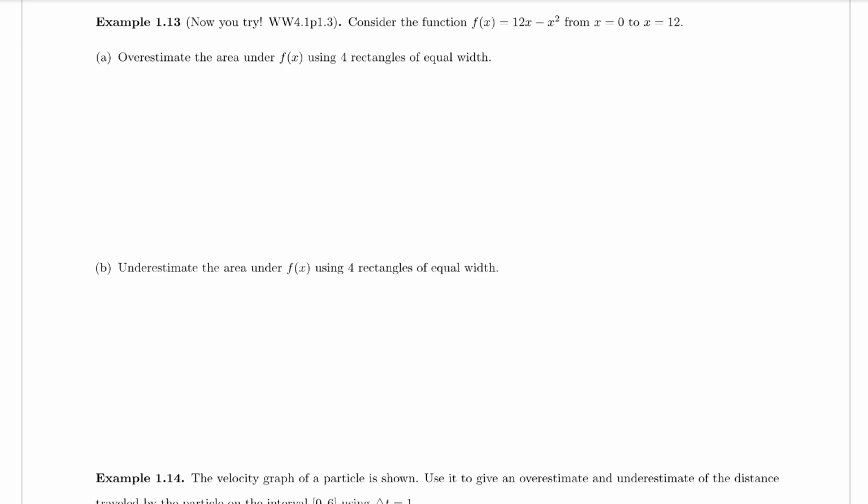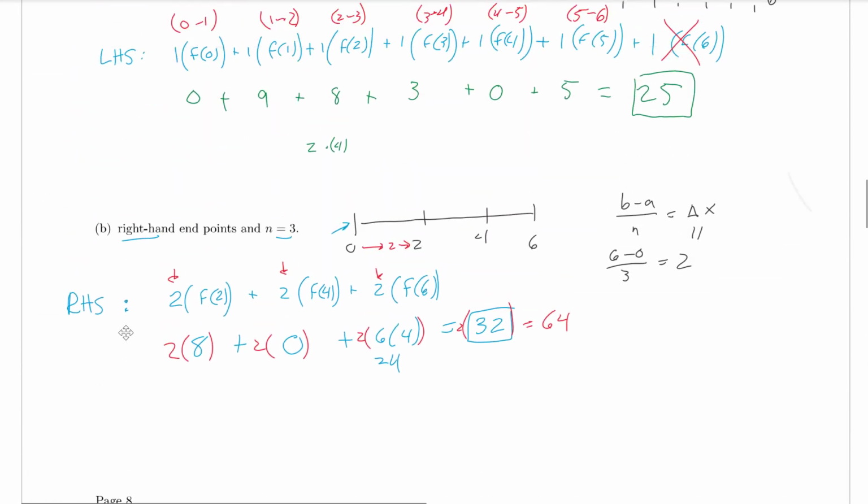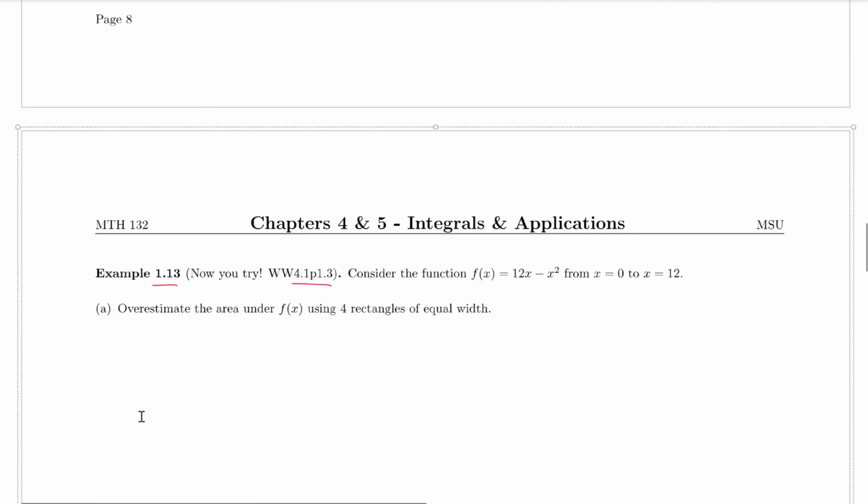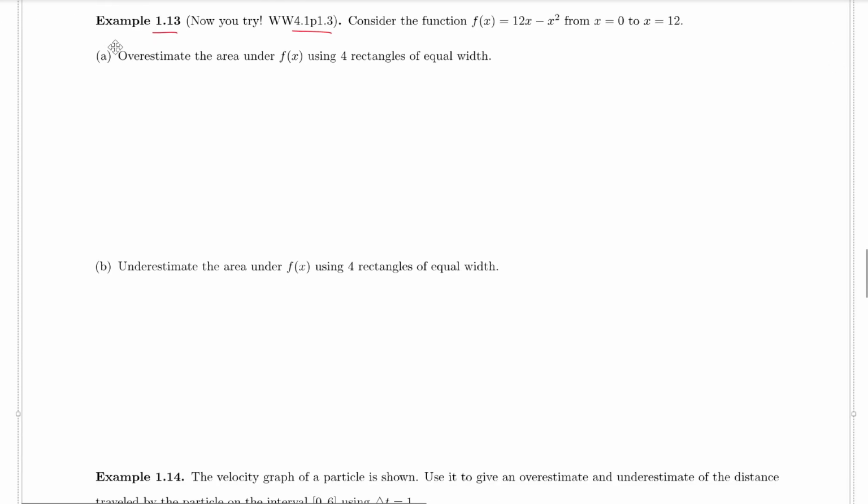So this first example that we're taking a look at, example 113, is WebWork 4.1 problem number 3. So this is similar to the last examples where we are going to take a function and we're going to have an interval from 0 to 12, and then we're going to try to do an overestimate and an underestimate. Now note, this is phrased differently than the last problem, in which we were trying to find a lower estimate, or a left-hand sum and a right-hand sum. Now we're trying to find an overestimate and an underestimate, which is a mixture of left-hand sums and right-hand sums.